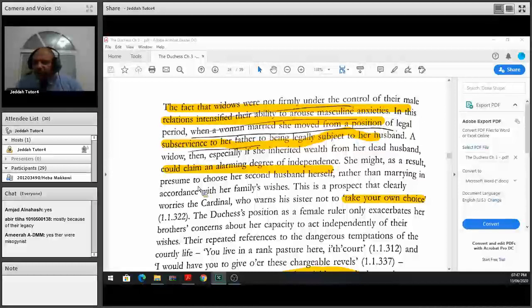So the fact that widows were not firmly under the control of their male relations intensified their ability to arouse masculine anxieties. In this period, when a woman married, she moved from a position of legal subservience to her father to being legally subject to her husband. And this, of course, would be very alarming to them.